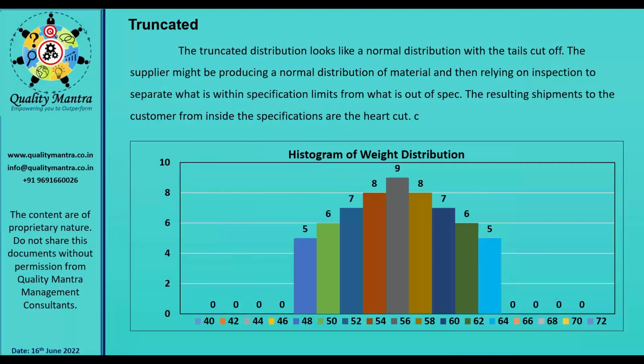Then the truncated, or you can say hard cut. It happens when your supplier sends you the material selectively. Like we talked about the Cpk capability, if your capability demand is higher, like 1.67, what will the supplier do? He will choose the material from the center of the specification and send you that only. He will not send material nearer to the lower or the upper specification, because you are a demanding customer.